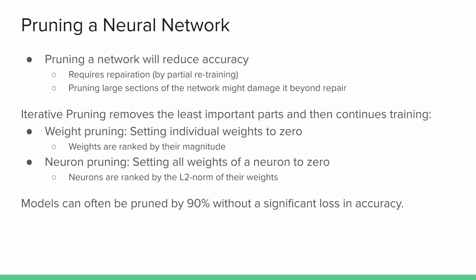Obviously, if we reduce the size of our network and remove neurons, we will reduce the accuracy. That means whenever we prune our network, we might need some form of repair to make sure it is still operational. So we partially retrain our model, maybe for a few epochs. And if we prune a very large part of our network, we might even damage it beyond repair. So be careful whenever you're pruning your network not to overdo it.